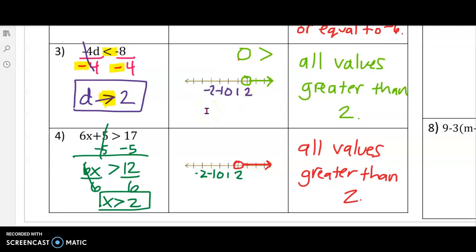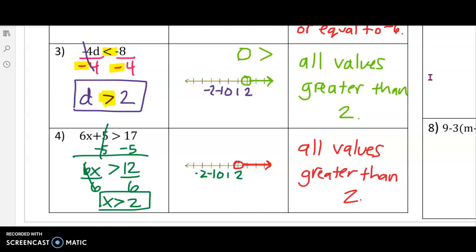Remember, how would we read this? We would read it as all values of D are greater than 2. 2 is not part of the answer. Okay? So if 2 is not part of the answer, then it gets an open circle. Only things that are greater than 2. And same thing goes for number 4. Since we did not divide by a negative, our symbol stayed the same, and it also came out to be all values greater than 2.